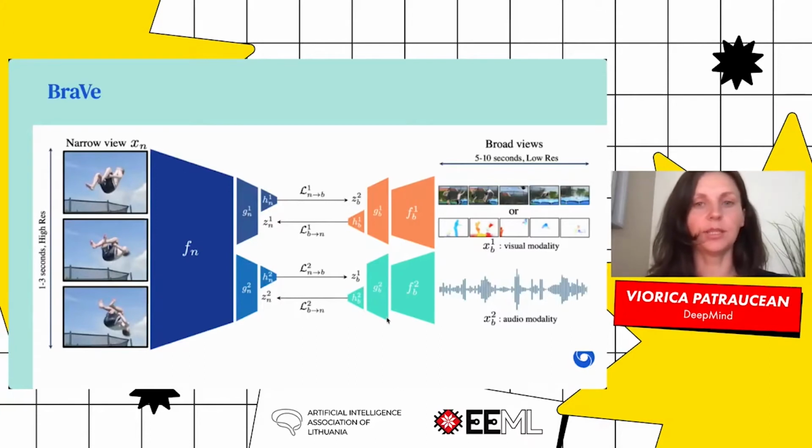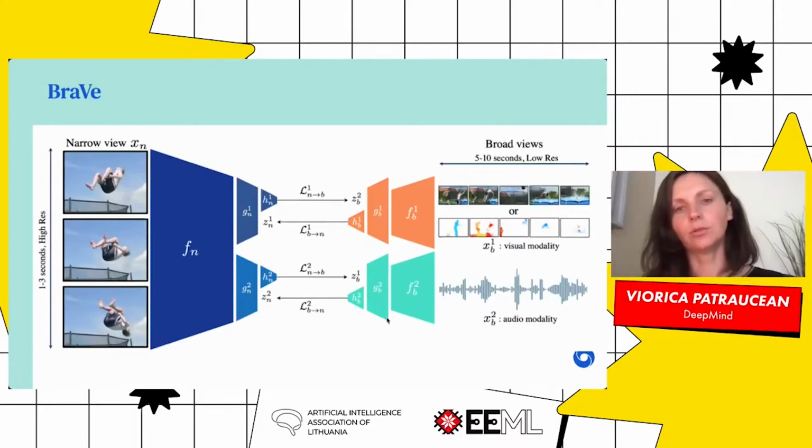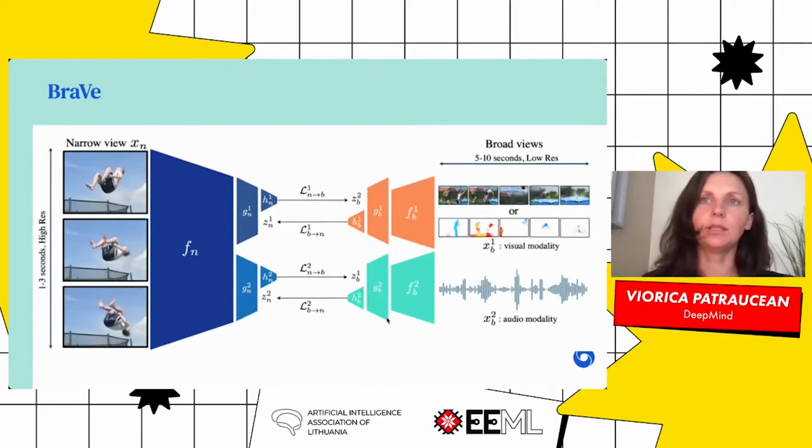And then for downstream tasks, we keep the representation of the narrow view. So basically, the intuition is that the narrow view has to learn the context in which that kind of action or that video segment would have appeared. And at the same time, it might also learn to ignore details that maybe are not important, because it has to regress this broader view that has a lower resolution. And then as broad view, we can use different modalities from video. So we can use audio, but we can also use optical flow.